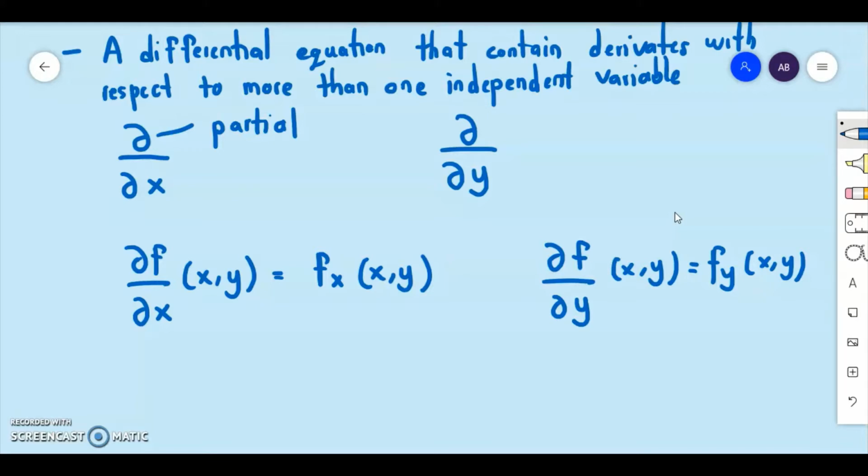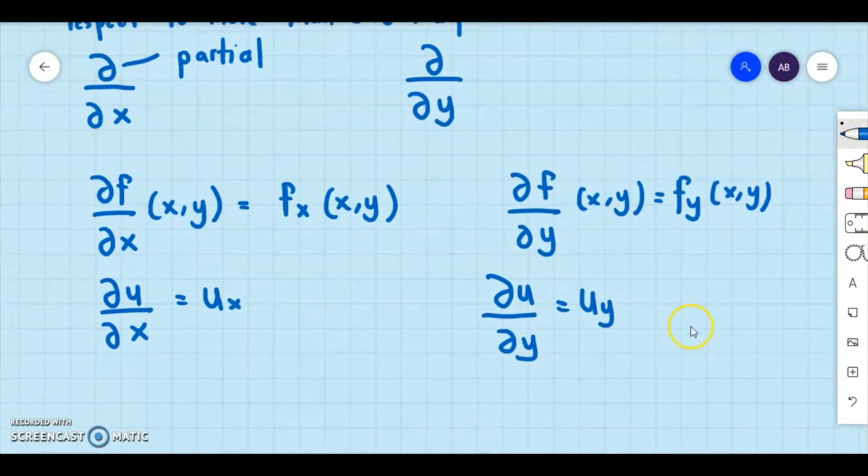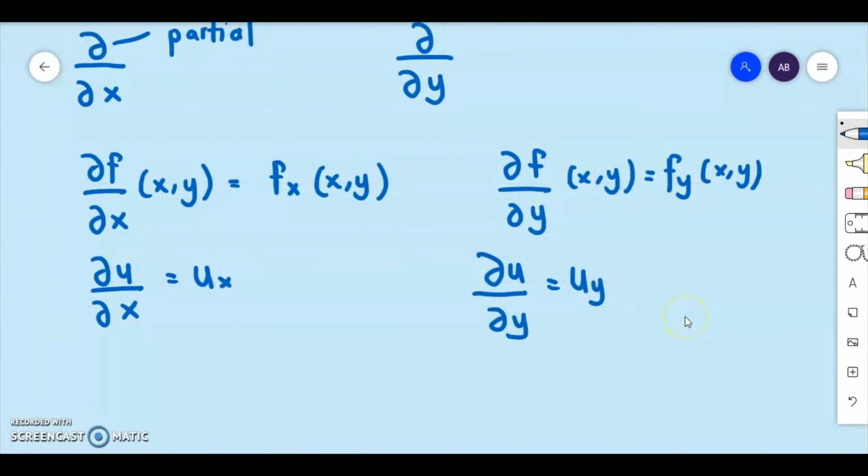Or if you have partial f over partial y, for x and y variables, you can write it as f_y(x, y). Similarly, if you are using u, I can have partial u over partial x, I can write as u_x, and partial u over partial y, I can write as u_y. And if you have a t, similarly partial u over partial t, I can write as u_t. So these are the notations that you are going to refer to.